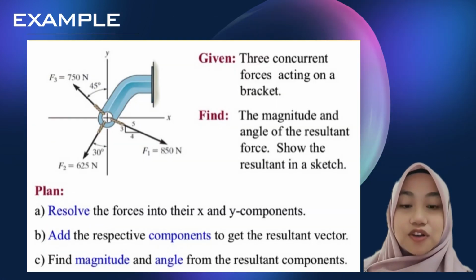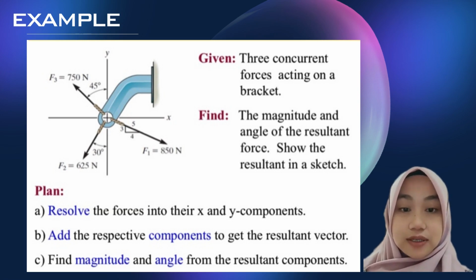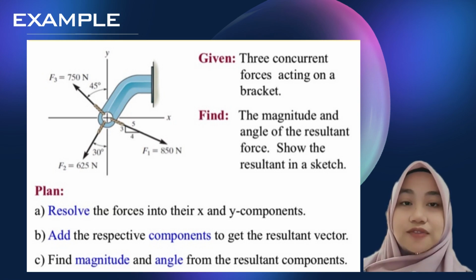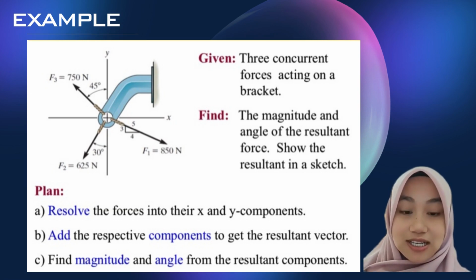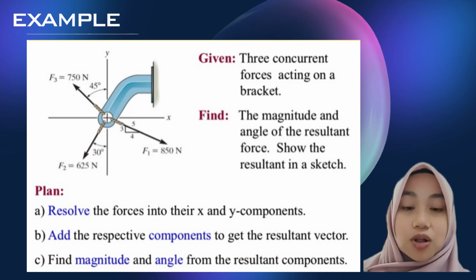This is an example of concurrent forces. Given three concurrent forces acting on a bracket, what you have to find is the magnitude and angle of the resultant force. Show the resultant in a sketch. So let's try, students. All the best.